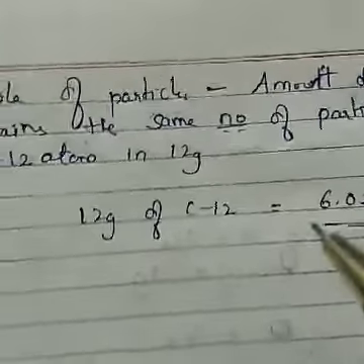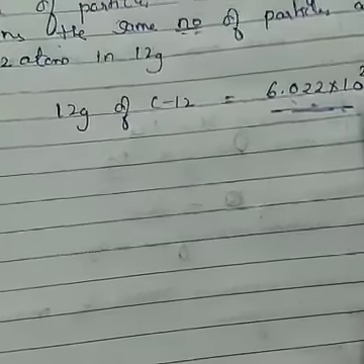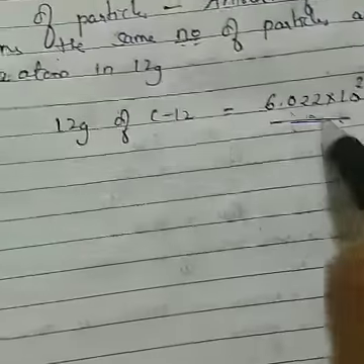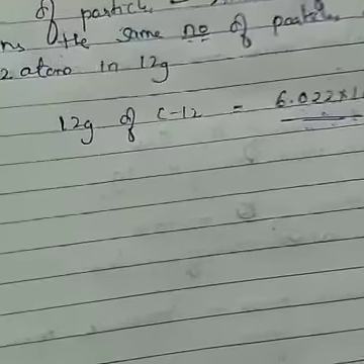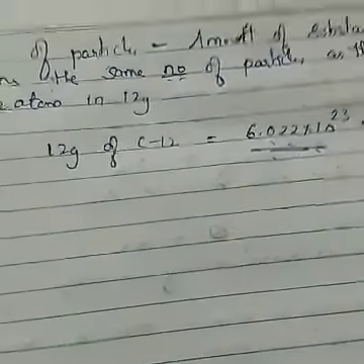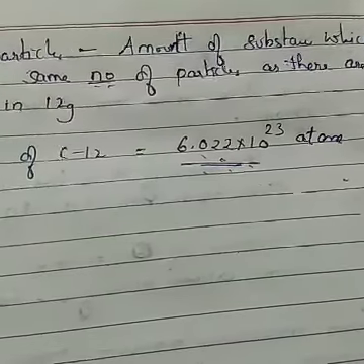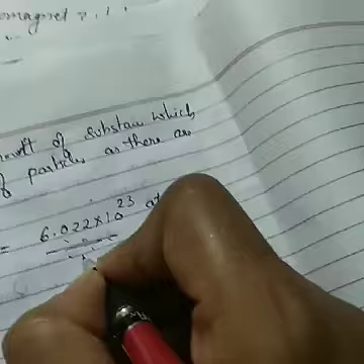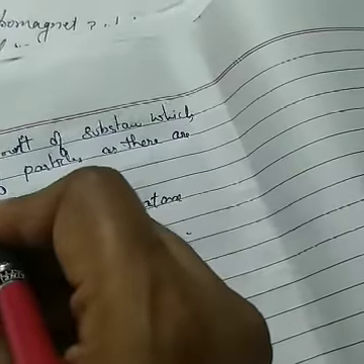In 12 grams of carbon of C12 atom, how many particles does it contain? It contains 6.022 into 10 to the power 23 atoms. So this number is called Avogadro's number or Avogadro's constant, and it is always represented by N0.